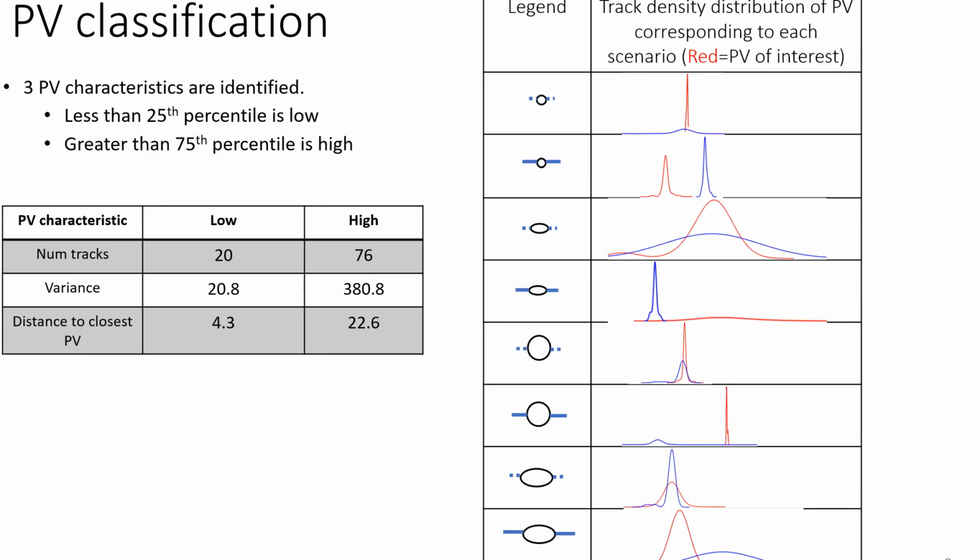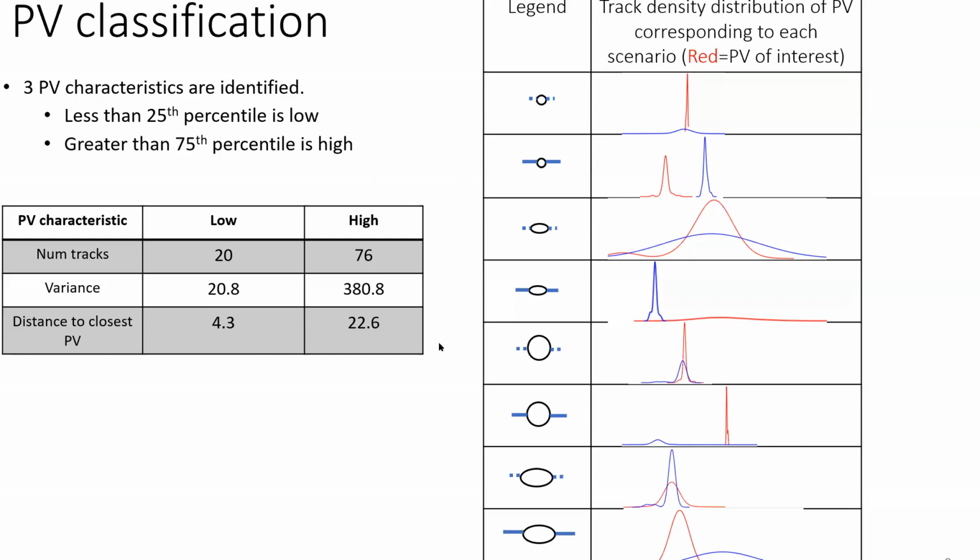So basically what we did was we took all PVs in all the finite events and we identified three characteristics, namely the number of tracks in each PV, the variance of each PV, and also the distance to the closest PV. Based on these three characteristics, we labeled each PV as either low, medium, or high for each of them. And then we took all the possible combinations of lows and highs to extract eight different scenarios, which encapsulate the worst case or extreme scenarios of PV types you could find in the data set.